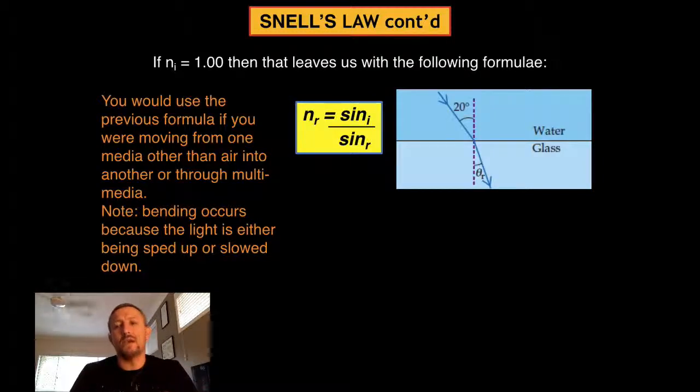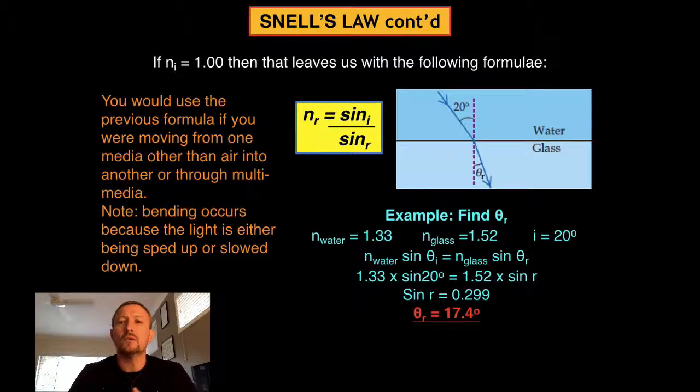Here I've got two media. We've got light traveling from water going into glass. We know that glass is a lot more dense than water, hence the refracted ray is going to be bent towards the normal, so it's going to be less than the incident ray. You can see the incident ray is coming in at 20 degrees to the normal. So we're going to apply our formula to it. Let's write down what we know. We know that water has a refractive index of 1.33, from the table in our previous videos. We know that the refractive index of glass is 1.52.